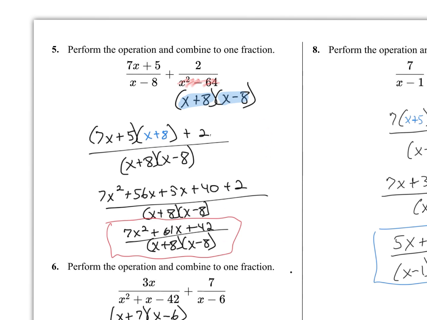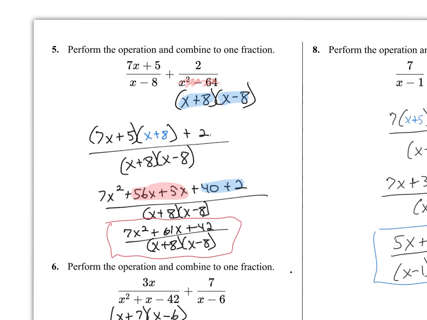So now we just have to consider what are the like terms that we have. So we should see that we have these x's that are common, and then we have this 40 and this plus 2. So when we put our final answer, we have this 7x squared, but 56x plus 5x is 61x. 40 plus 2 is 42, and then over that common denominator of x plus 8 times x minus 8. That will be our answer there.